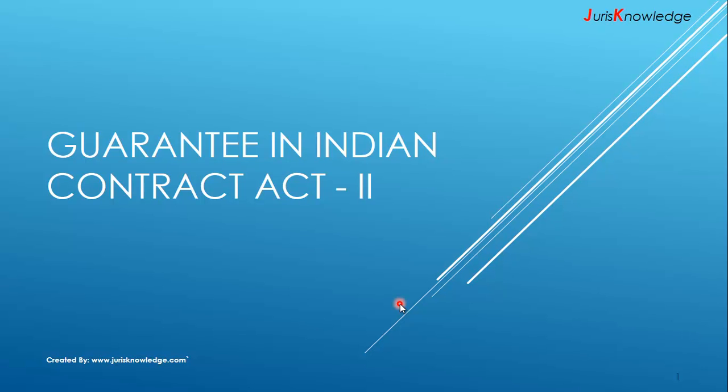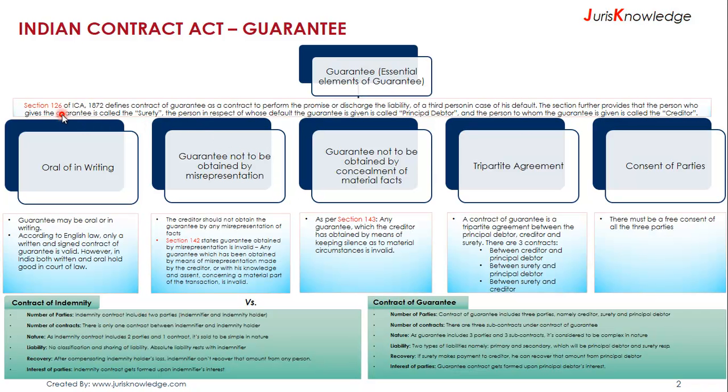Hi, in this session today we will discuss guarantee as it's defined in the Indian Contract Act 1872. Section 172 of the Indian Contract Act defines contract of guarantee as a contract to perform the promise or discharge the liability of a third person in case of his default.